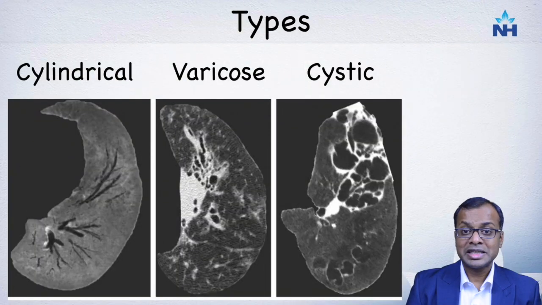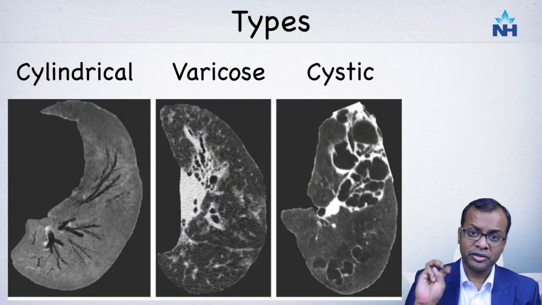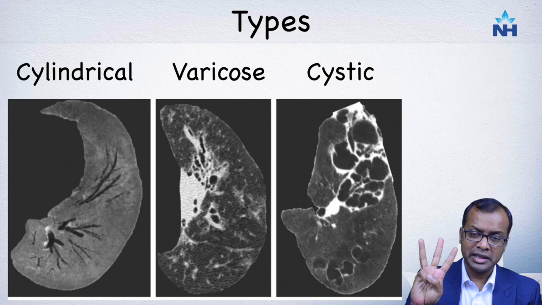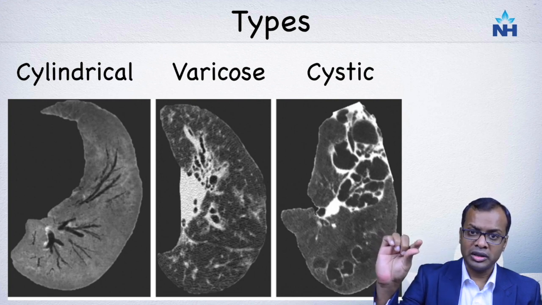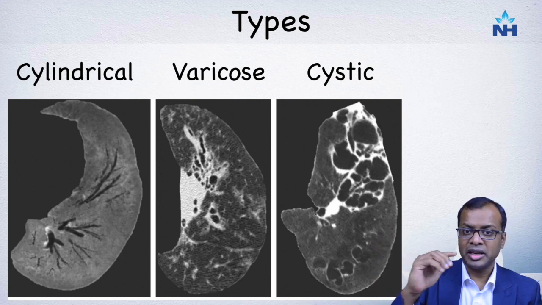When we talk about types of bronchiectasis, there are 3 types that we deal with. The most common type is the cylindrical bronchiectasis, where we see elongation of the bronchi along the path, and it is very simple and the most common type of bronchiectasis.